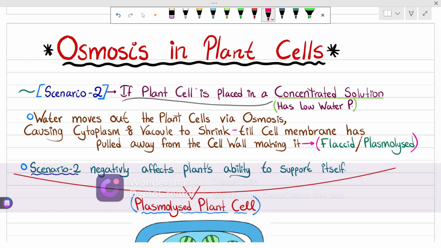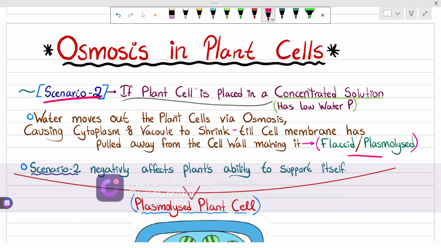Now the second scenario in osmosis in plant cells. If a plant cell is placed in a concentrated solution with low water potential, what happens? Water moves out of the plant cell via osmosis, causing the cytoplasm and vacuole to shrink till the cell membrane has pulled away from the cell wall, making it flaccid or plasmolyzed.